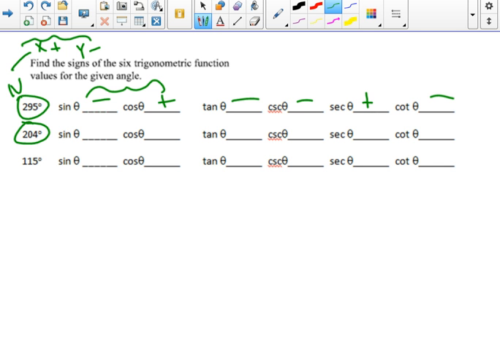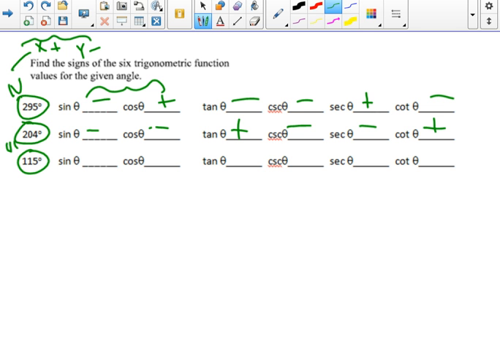204 degrees is in the third quadrant. So sine and cosine will be negative because x and y are negative there. That means cosecant and secant will be negative. But tangent, interestingly enough, because it's in the third quadrant, negative divided by a negative will be a positive. So when the x and y are both negative, they'll actually divide out to make a positive. So the tangent and the cotangent will both be positive.